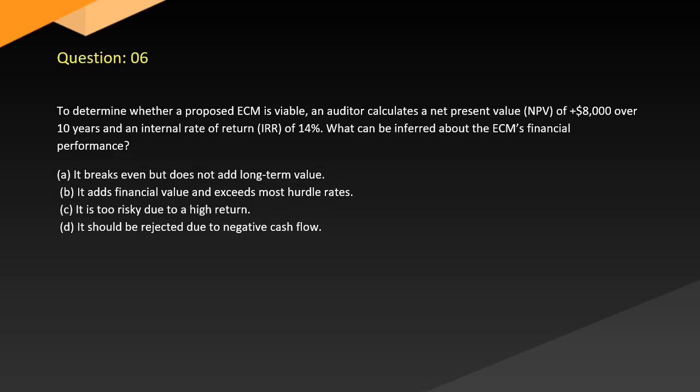Question 6. To determine whether a proposed ECM is viable, an auditor calculates a net present value (NPV) of plus $8,000 over 10 years and an internal rate of return of 14%. What can be inferred about the ECM's financial performance? A. It breaks even but does not add long-term value. B. It adds financial value and exceeds most hurdle rates. C. It is too risky due to high return. D. It should be rejected due to negative cash flow.